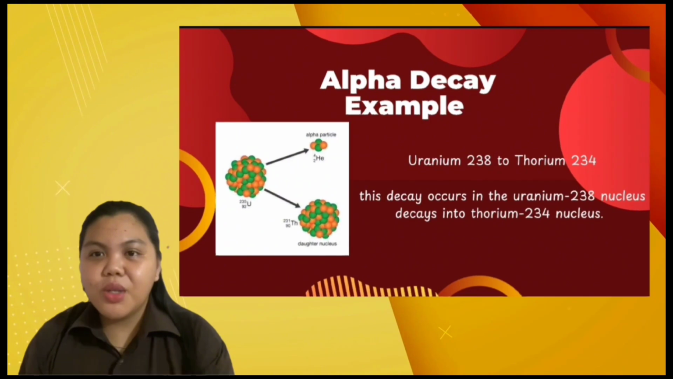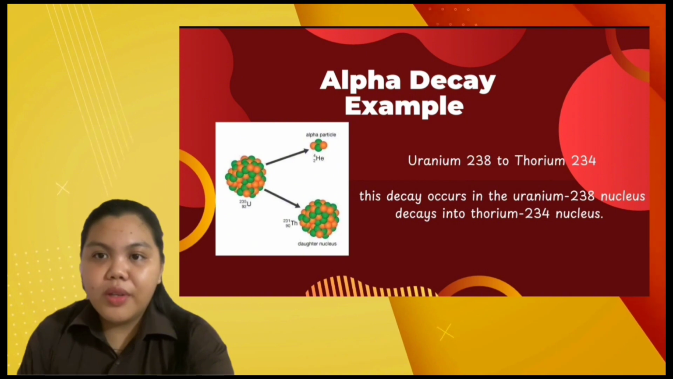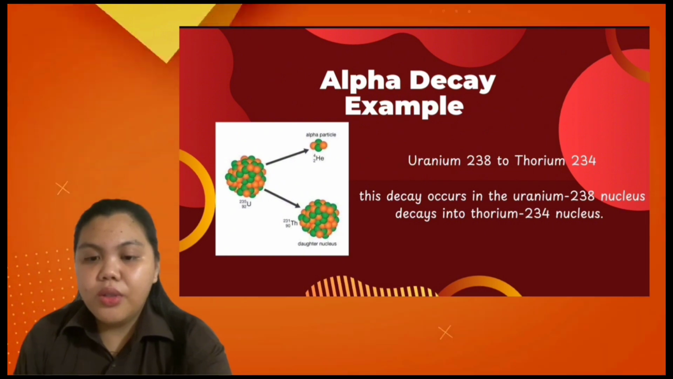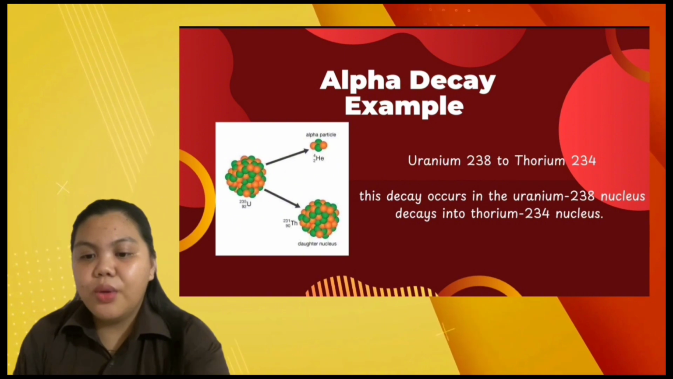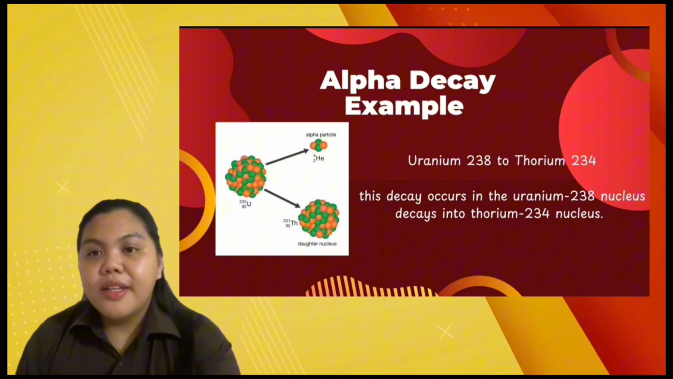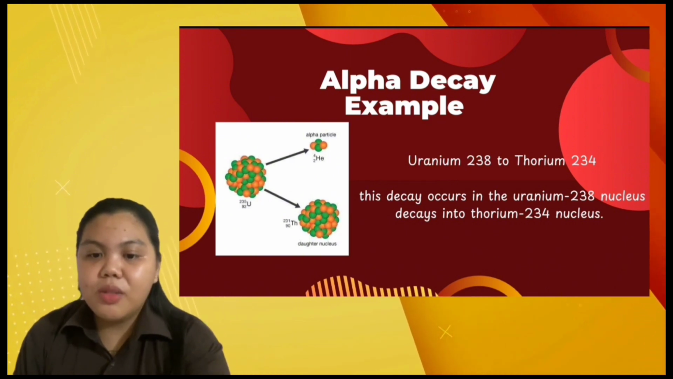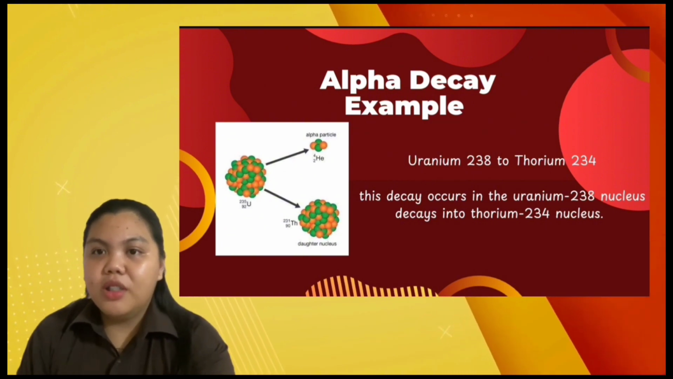As you can see on the screen, this is an example of an alpha decay: uranium-238 to thorium-234. This decay occurs in the uranium-238 nucleus that decays into thorium-234 nucleus. This explains that the alpha particle has a relatively large mass, positive electric charge, and poor radiation penetration.